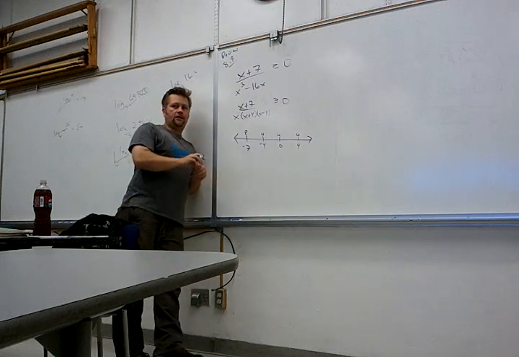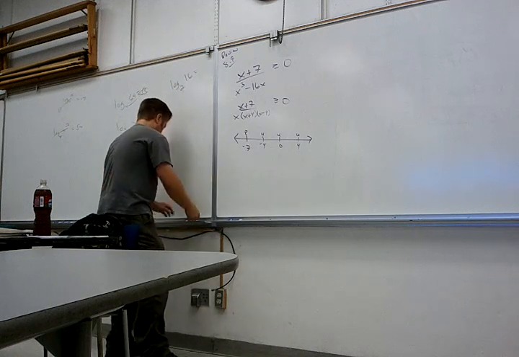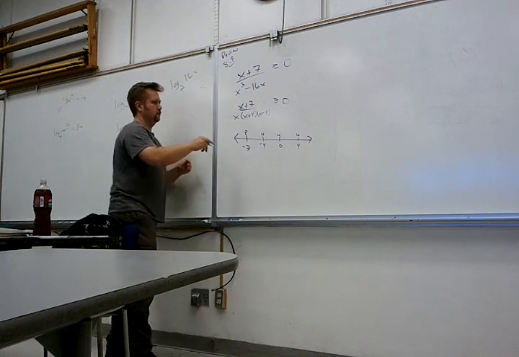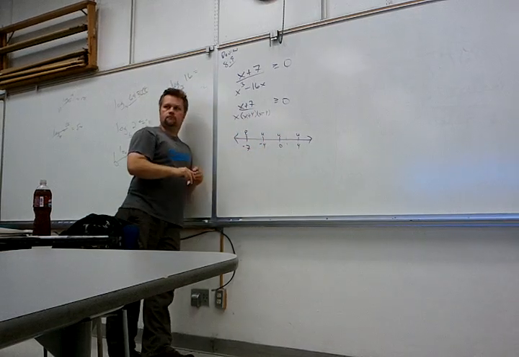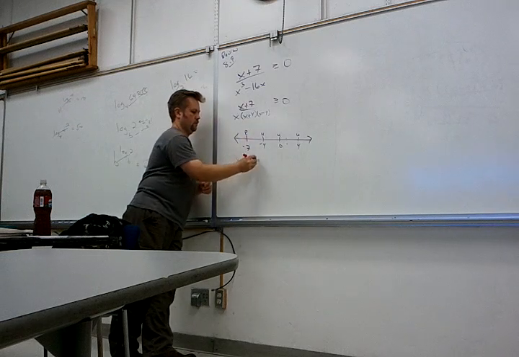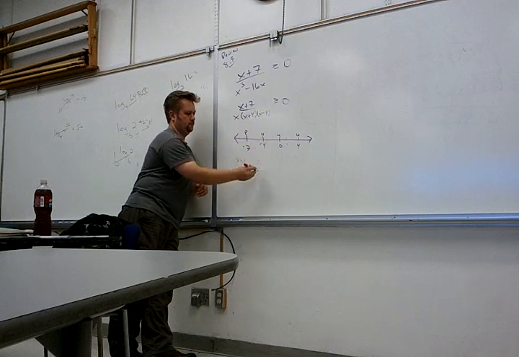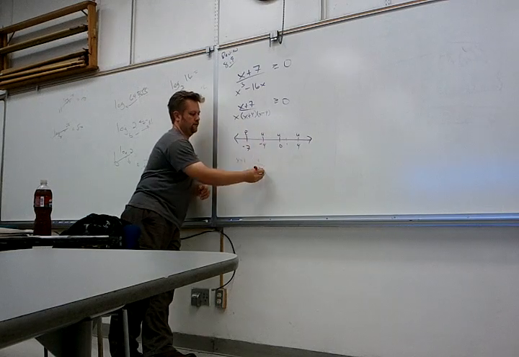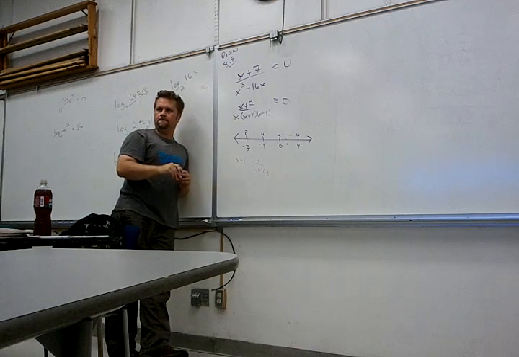Alright. Again, the shortcut comes in really handy. We'll do kind of half and half here. So if I pick 1, what's the sign of this? It'll be positive divided by positive, positive, negative. So it's negative in there. Right?